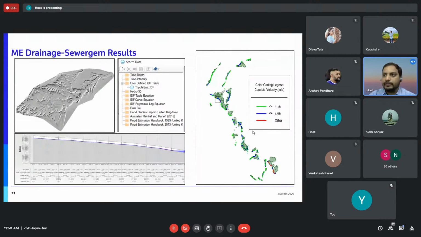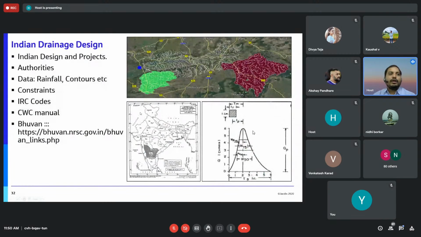And we can solve those issues very quickly. So the basic idea behind all the regions we are going to cover is we are going to give some insight about the Indian drainage system, what we are adopting, how we are doing our designs, and where we are and where we need to go.